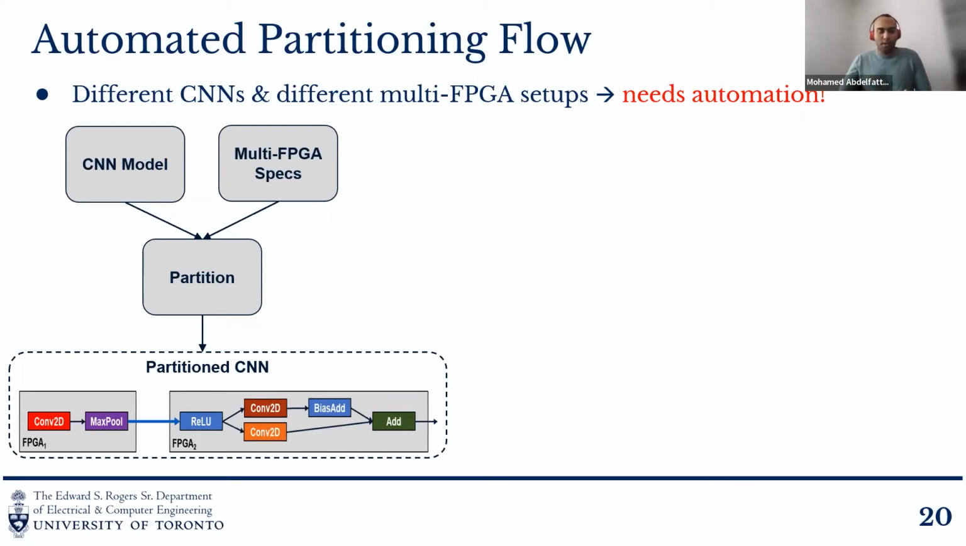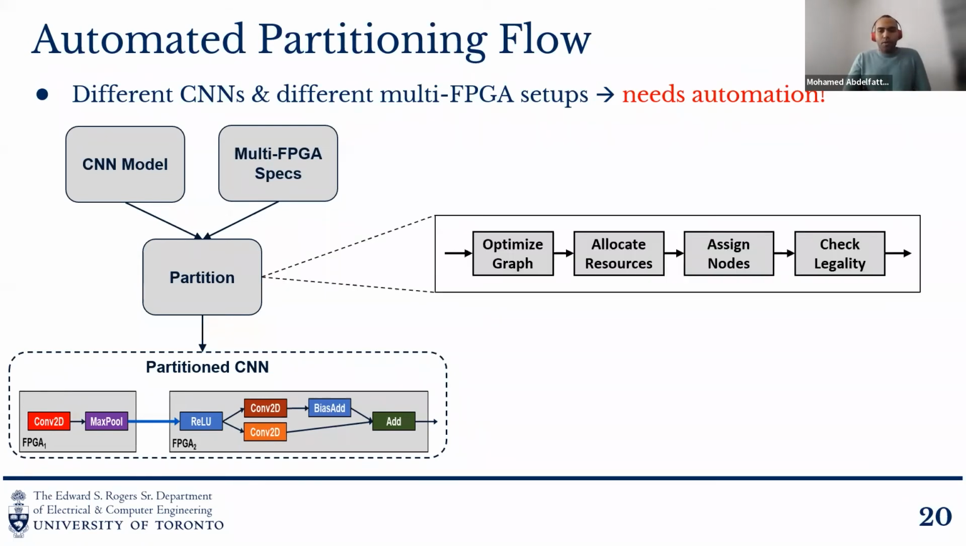So we need automation. We have this end-to-end flow that takes a CNN model, or a TensorFlow graph specifically, and a description of the multi-FPGA system, such as the number of FPGAs, how they are connected, the resources on each FPGA, and so on. And then it goes into this partitioning stage, where it decides which layers of the CNN go on which FPGA and how many resources they are allocated.